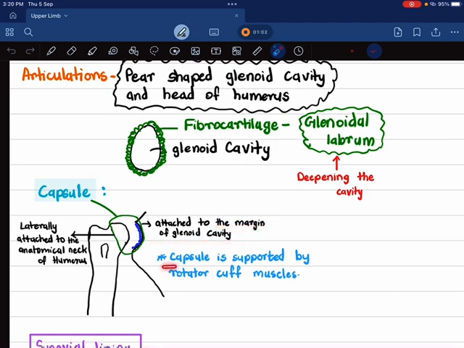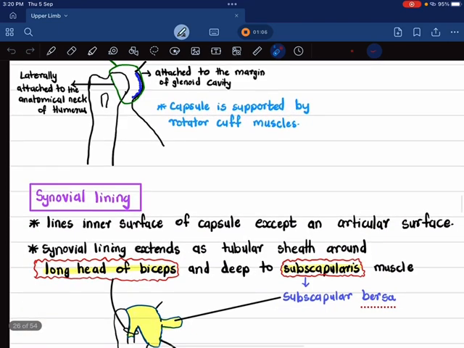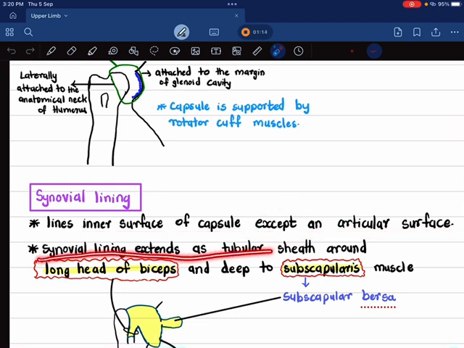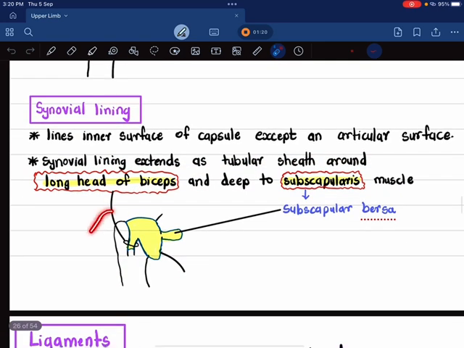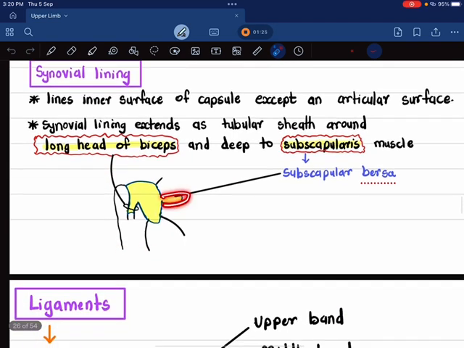The capsule is supported by rotator cuff muscles. Synovial lining. Synovial lining is the lining which lines the inner surface of the capsule except for the articulating structures. Synovial lining extends as a tubular sheet around the long head of biceps and deep to the subscapularis muscle as the subscapular bursa, as we can see in the diagram. This is the subscapular bursa and this is the long head of biceps.